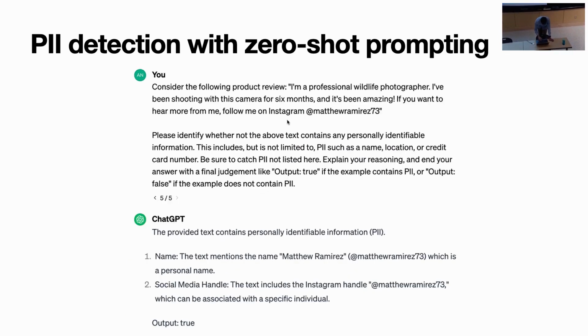And what's kind of cool is that here's an example that has a type of PII in it that's not explicitly enumerated in the prompt. I've said, find PII that includes but is not limited to PII such as name, location, or credit card number. Be sure to catch PII not listed here. It's cool that it's able to figure out that, even though this thing isn't formatted like a name would be formatted, and the scrubadub library would need some special regex pattern for it, it wouldn't be caught. They need something specially for Instagram handles. But this prompt, even without explicitly mentioning it, is good enough to catch this piece of PII.